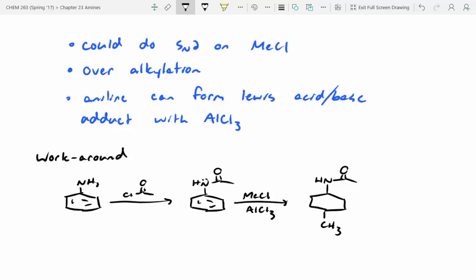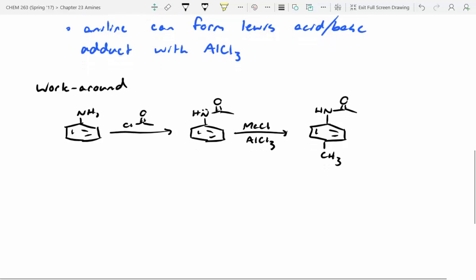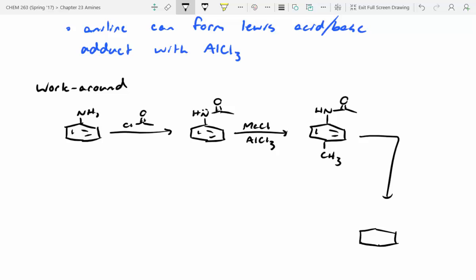All right, and then last but not least, we can cleave off our acetate to give us what is called para-toluidine, another fancy old school name. And again, this requires acid and heat. Does that make sense? So oftentimes you see acylation as more of a blocking group strategy to prevent unwanted side reactions from occurring. Make sense?